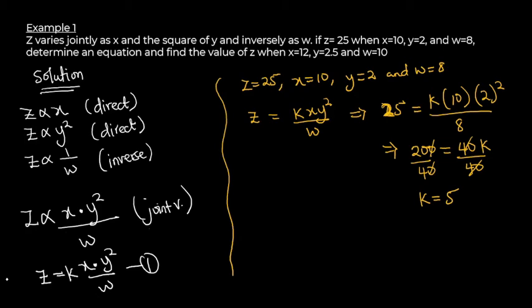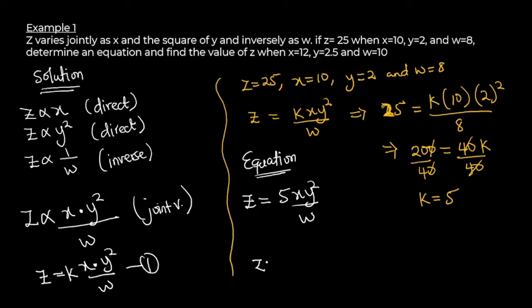So hence I can go ahead and write my equation for this problem to be z is equal to 5x multiplied by y squared, all on w, as my variation equation, or the equation that I was asked to find over here. Now let's continue with the latter end of the question. We are to find z when x is 12, y is 2.5, and w is 10. This is easy.